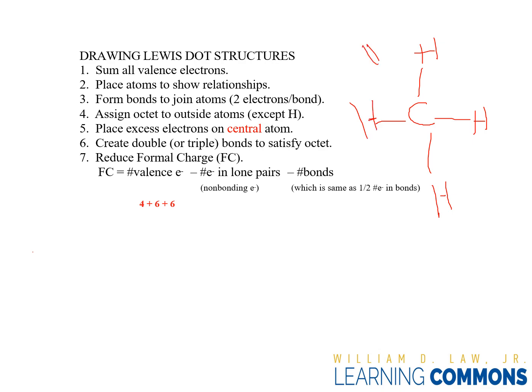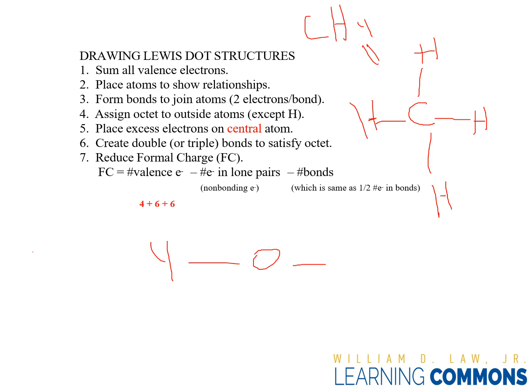CH4. And the number of valence electrons for the carbon is 4, minus the lone pairs. I don't see any lone pair here, so it is 0, minus the number of bonds, which is the same as half the bonding electrons.